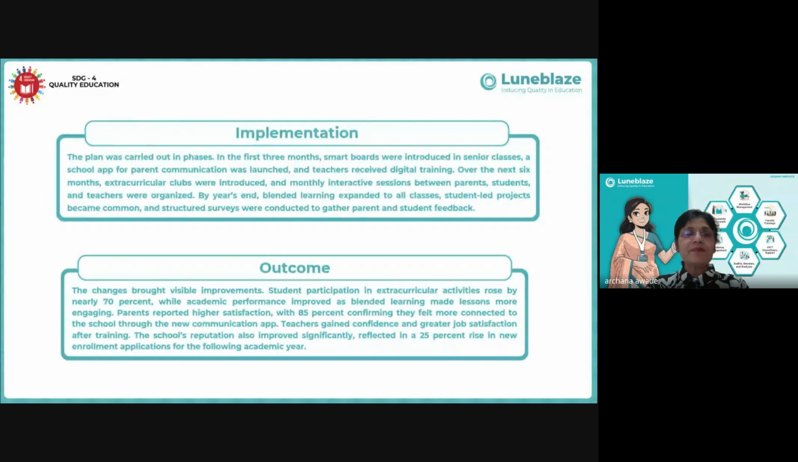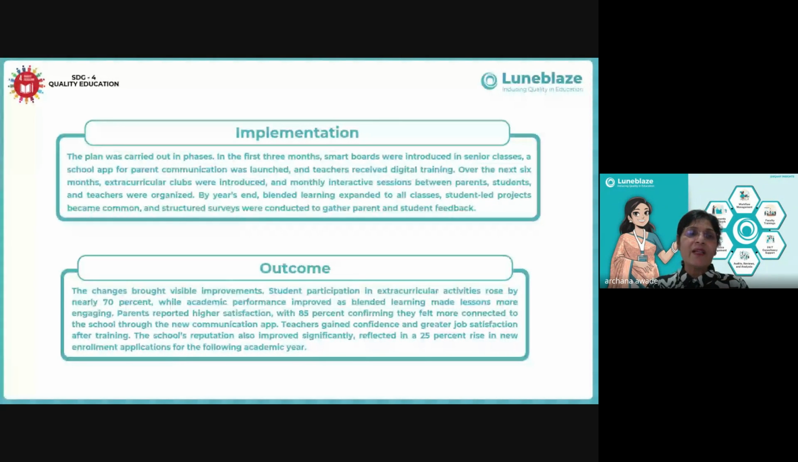In the next 6 months, they started extracurricular club activities. Then they held monthly interactive sessions among parents, students, and teachers. And by the end of the year, they expanded blended learning to all classes. They promoted student-led projects. They conducted structured surveys for parents' and students' feedback. So this approach ensured gradual adoption as well as engagement from all the stakeholders. These were the phases: first 3 months, then 6 months, and then the end of the year.